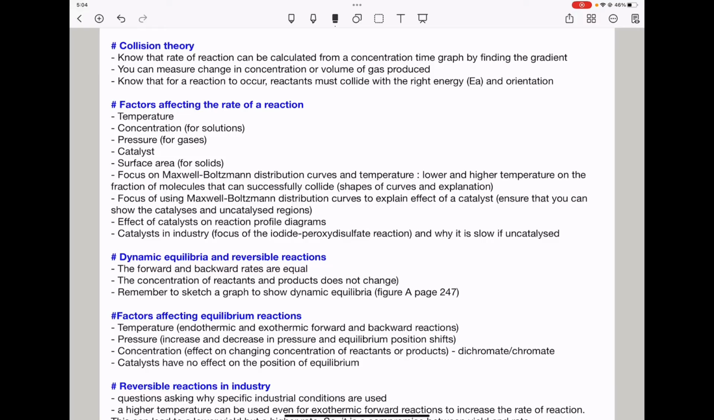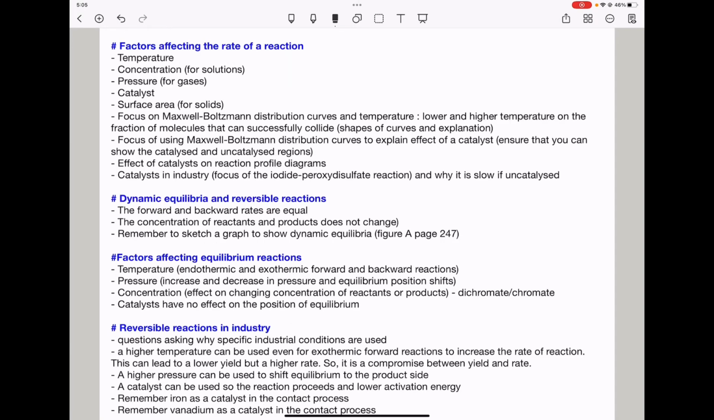How increasing the surface area for solids affects the rate of a reaction. You need to focus a lot on the Maxwell-Boltzmann distribution curves in terms of temperature as well as changing the activation energy. Those two are very common. You need to know the shape of the one for lower as well as the one for higher temperature and how you can draw both of them on the same graph.